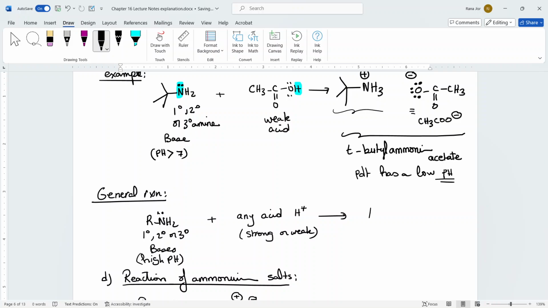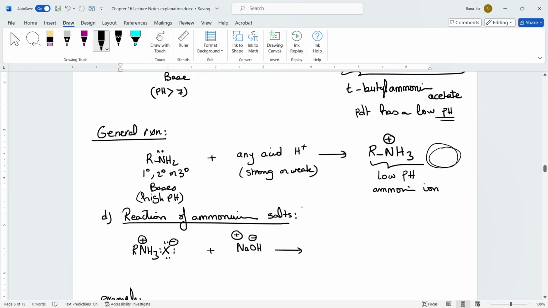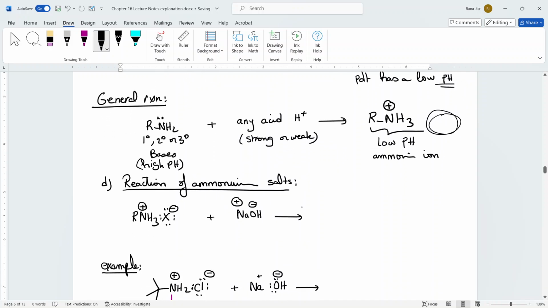And when this happens, we are going to form the ammonium ion, okay, in that case. And that ammonium ion is going to be the acidic part of the molecule, and that acidic part of the molecule is going to end up having a low pH. That is going to be the ammonium ion. Regardless of what the basic part of the molecule is, the acidic part of the molecule is the one that is going to have a low pH.